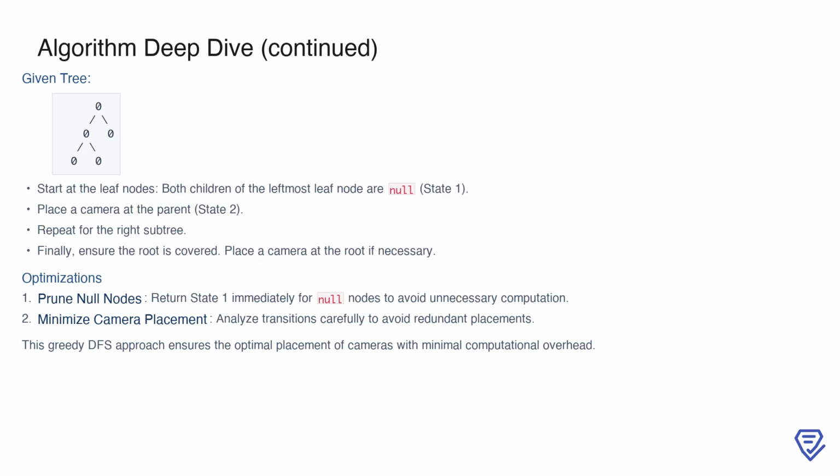Starting at the leaf nodes, their children are null and are therefore considered covered, state 1. Moving up, a camera is placed at the parent of these leaf nodes, marking it as state 2. This ensures that both the leaf nodes and their parent are now covered. The same logic is applied to the right subtree. Finally, at the root node, it is necessary to check if it is covered. If it remains uncovered, a camera is placed at the root to ensure full coverage of the tree.